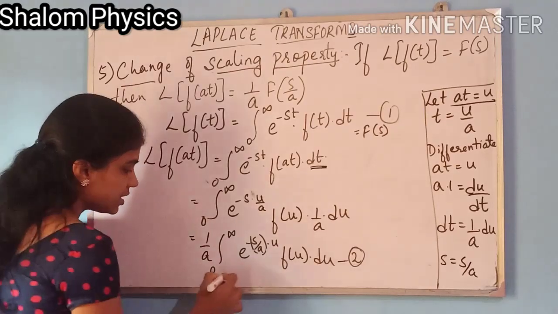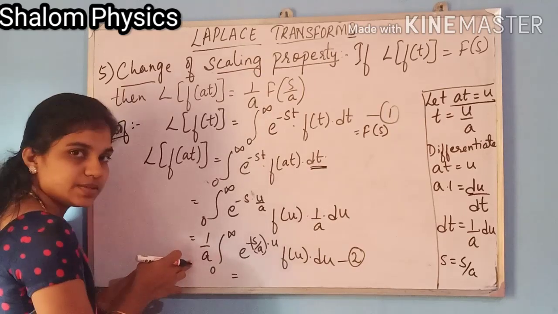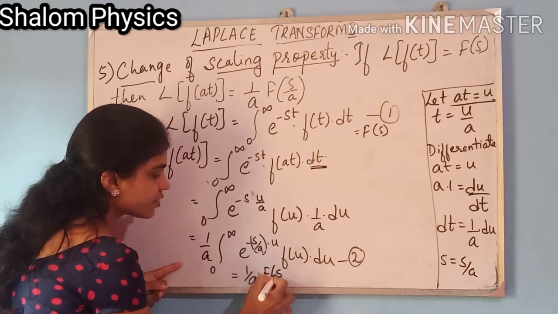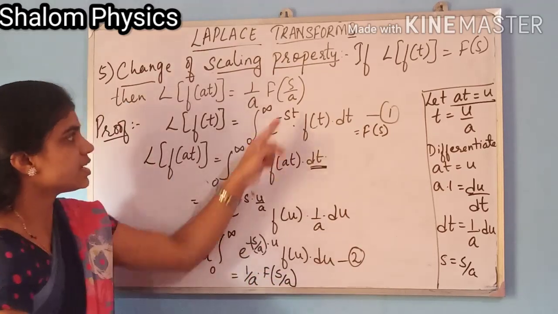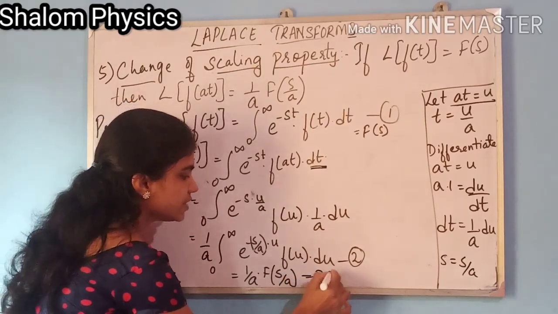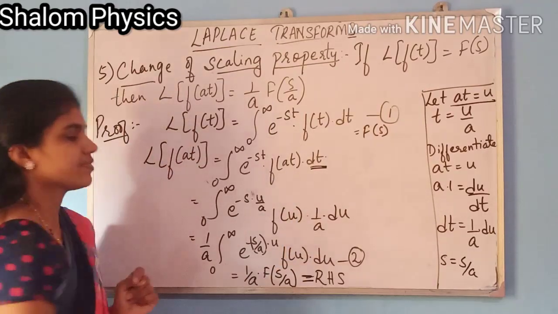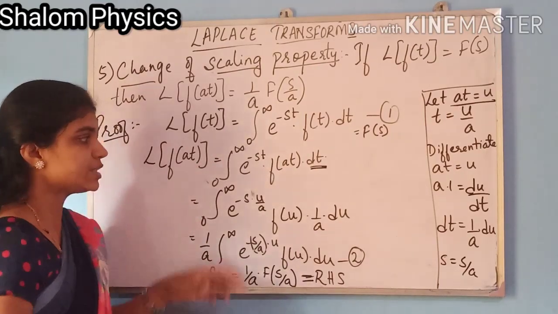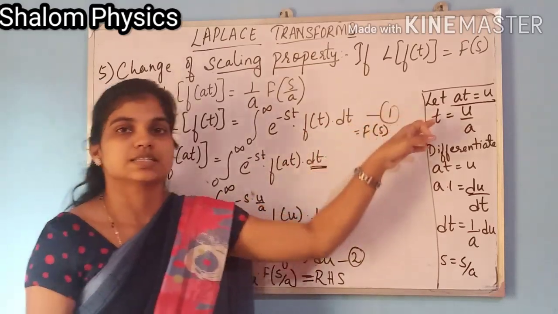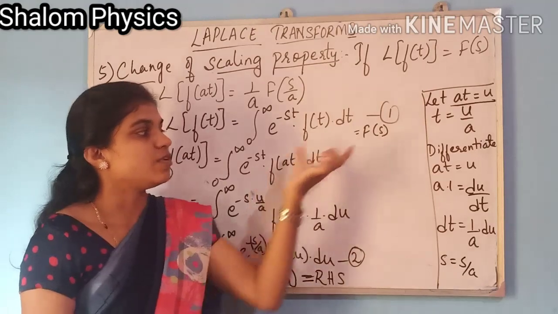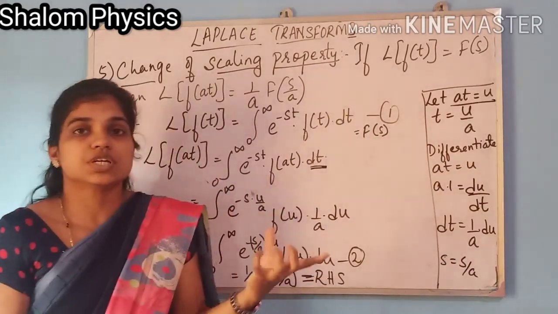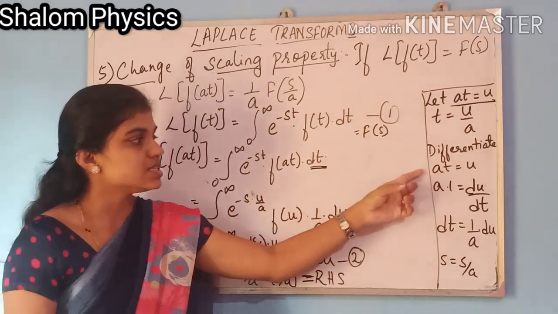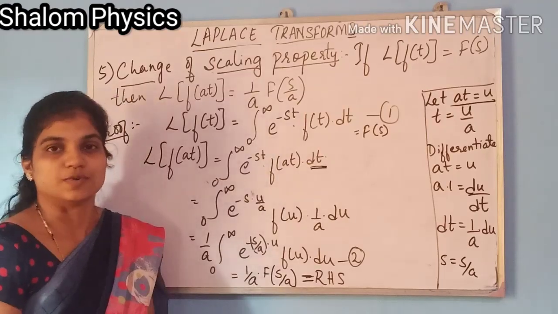Yes, I can write. But there is one more thing outside the integral sign. What is that? 1 by a into F(s by a). And is it our RHS? Yes, it is. So we have this equal to RHS. So we followed the same method again, but in between we did something called substitution. We took the help of the substitution method, which we usually take while doing differentiation and integration. So this is our savior in solving this problem.